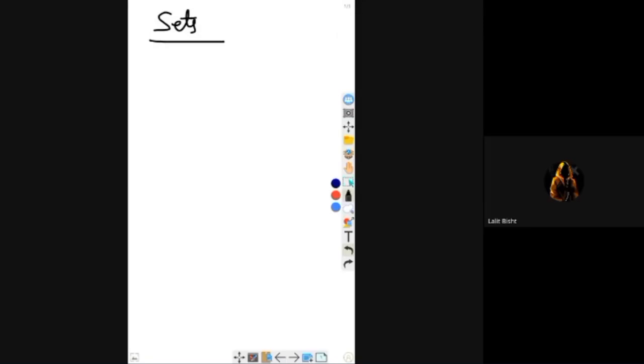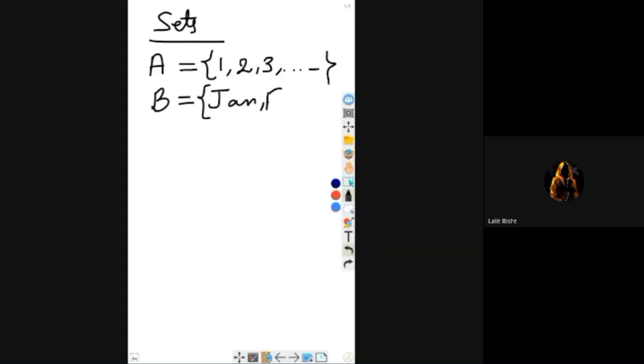A set is denoted by any capital letter, just like we have taken A, and all the elements of these sets will be in curly brackets. Just like 1 is an element of set A, 2 is an element of set A, 3 is an element of set A, and so on. All of these are called elements of set A. Similarly, another example, B: January, February, these types of sets.